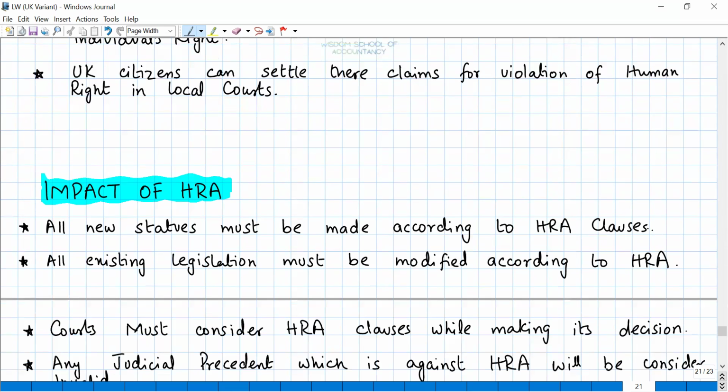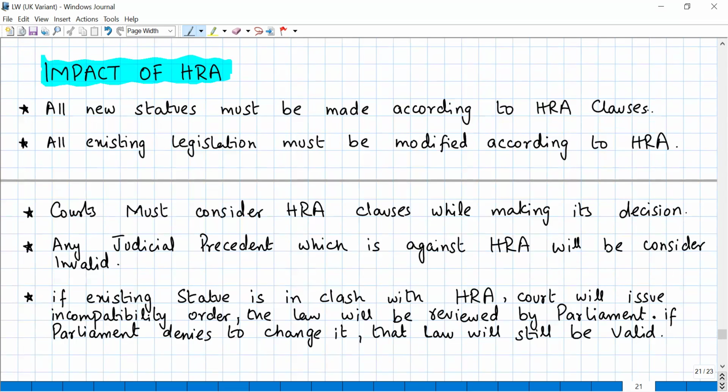Please read. Okay. Now, what is the first point? All new statutes must be made according to the HRA clauses. Any new law that Parliament is going to create, they have to create according to the Human Rights Act clauses. It means it should not conflict with the Human Rights Act. All existing legislation must be modified according to the Human Rights Act. The existing laws must be modified according to the Human Rights Act.